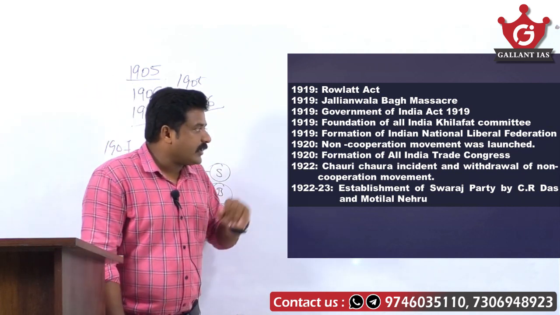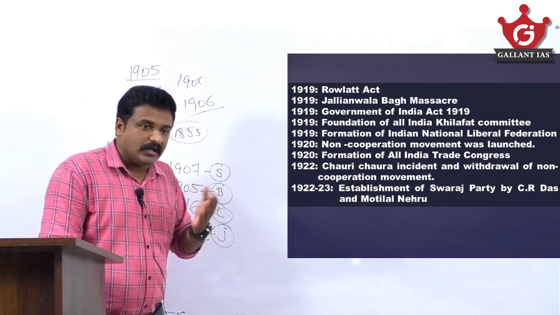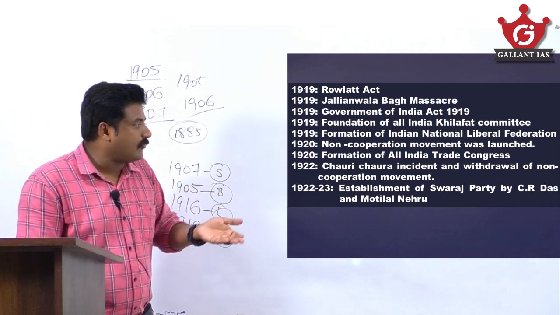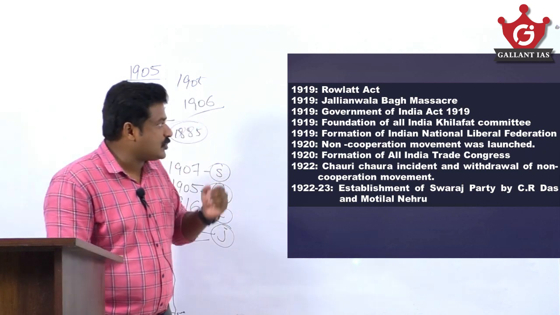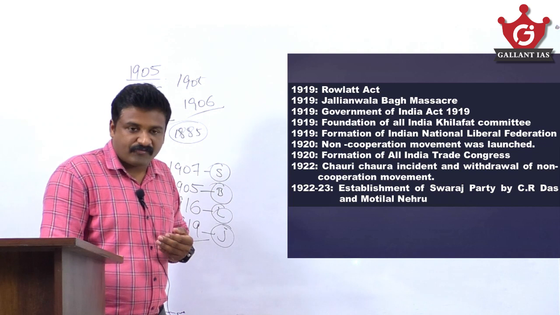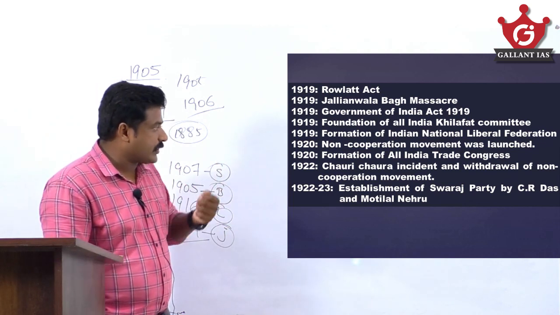1919, Indian National Liberal Federation by Surendranath. Those who expressed their dissatisfaction with the Congress came out and formed the Indian National Liberal Federation. They were happy with the 1919 reforms, that is the Montagu-Chelmsford reforms, especially Annie Besant and Surendranath, etc.